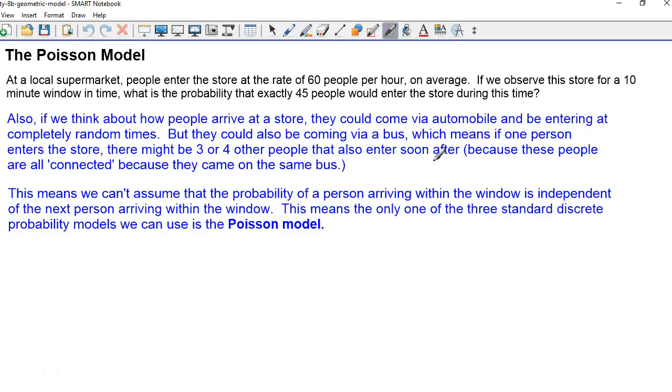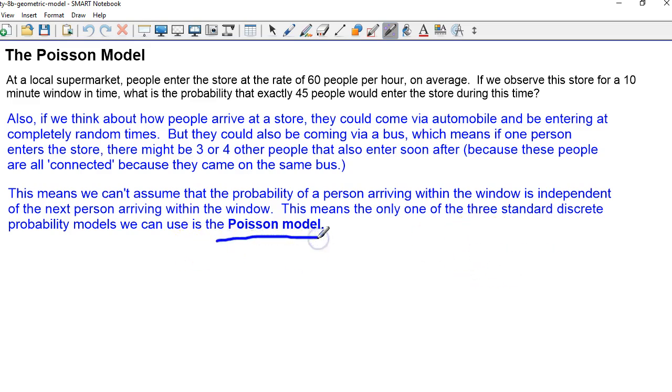Also, if we think about how people could arrive at the store, they could come via automobile and be entering at completely random times that are disconnected from each other, but they could also be coming, say, via a city bus, which means if one person enters the store, there might be 3 or 4 other people that enter the store soon after that because the people are all connected in some way. They're not independent of each other because they all came on the same bus. So that means we can't really assume that the probability of a person arriving within the window is independent from person to person.